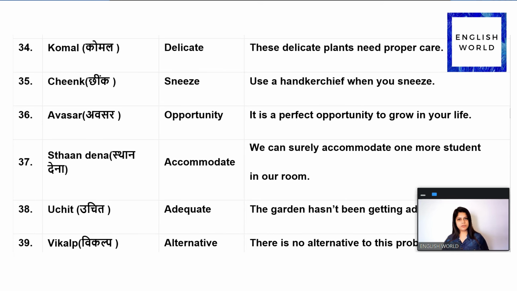The next word is komal, which is called delicate in English. And we can use it whenever we want to say that something is very komal or nazuk. We say delicate. We can form a sentence like these delicate plants need proper care. We can use this term for jewelry, for flowers, and some delicate crockery, glasses, which can be easily broken. So we say they are very delicate.